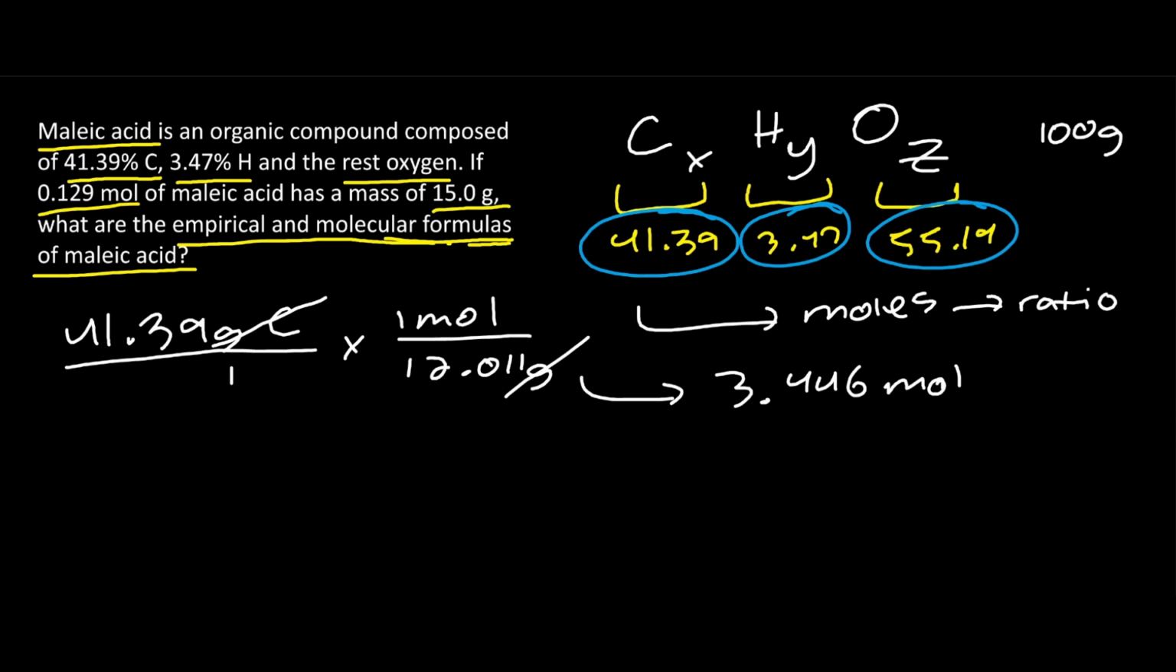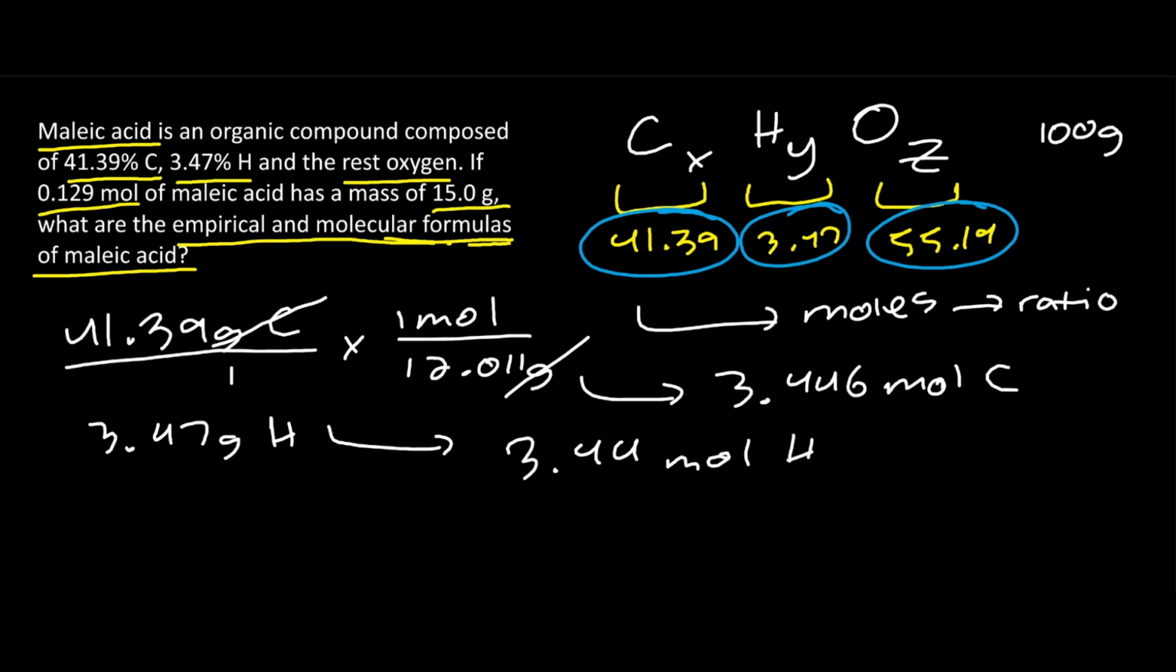Then we're going to do the same thing for hydrogen, so 3.47 grams of hydrogen. I'm not going to write out the dimensional analysis because I'm pretty sure everyone knows how to do that. We know the molar mass of hydrogen is 1.008, so we're going to take 3.47 and divide it by 1.008. That is going to get us 3.44 moles of hydrogen.